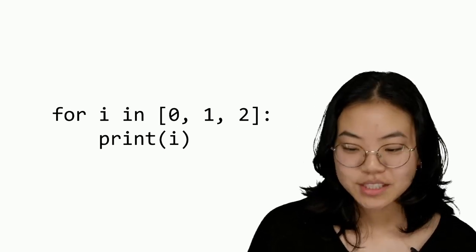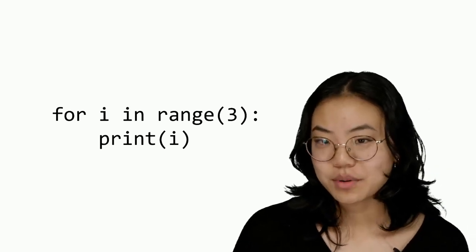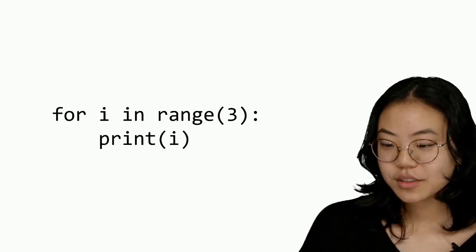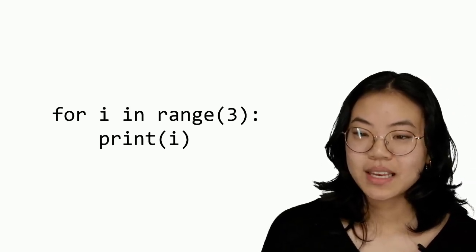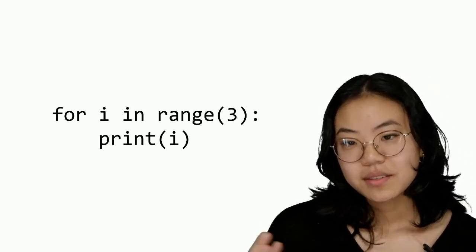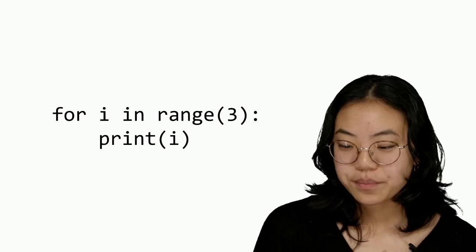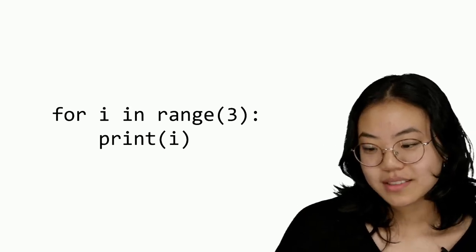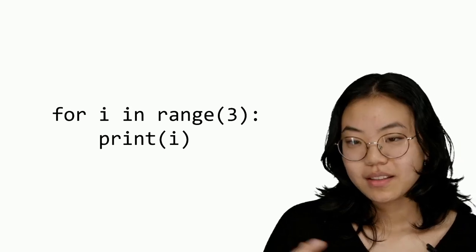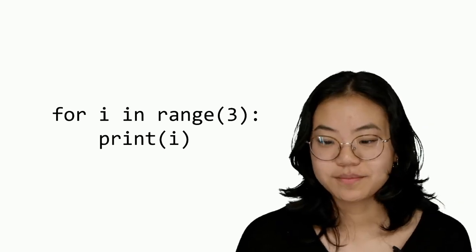And so we actually have range, which is a function that solves that problem for you. This now does the exact same thing as the code we just saw. Range is a function that creates a list from, by default, 0 to 3 exclusive, so not including 3.